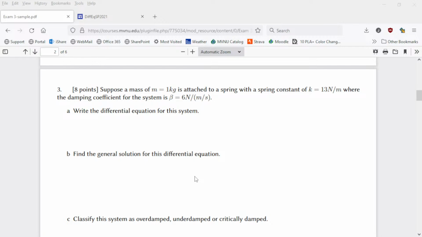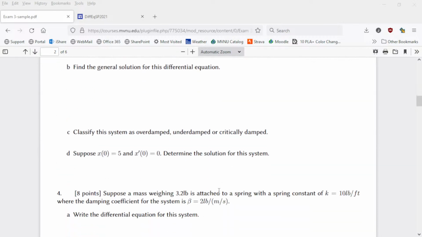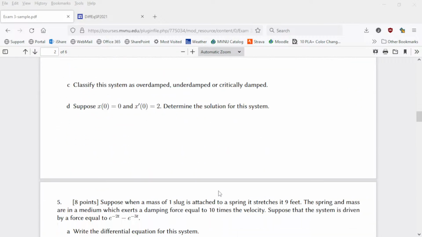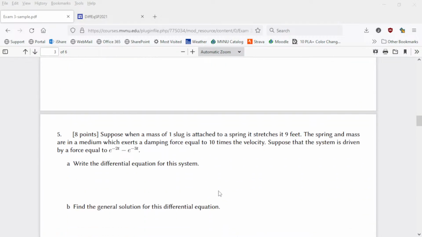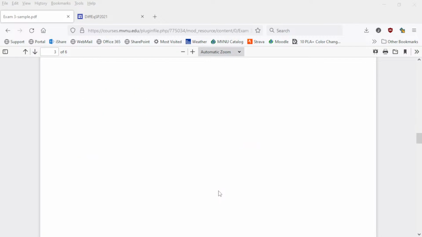I give you a spring mass system with some information, and I want you to write the differential equation, find the general solution, and say whether it is overdamped, underdamped, or critically damped, that whole thing. Like I said, I'm just going to tell you what's on the actual test here, and compare and contrast. Let's see, going on. Oh, wow, there's quite a few of those. If you need extra practice, there's plenty of practice there.